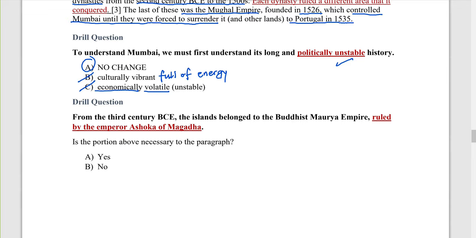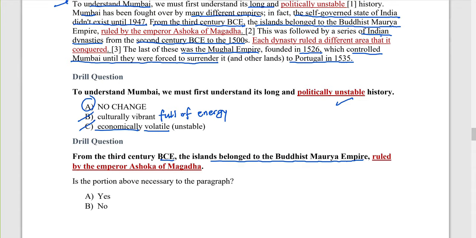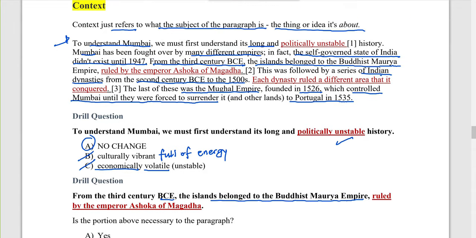Drill question two. From the 3rd century BCE, the islands belonged to the Buddhist Maurya Empire, ruled by the Emperor Ashoka of Magadha. Is the portion above necessary to the paragraph or no? Yes, I'm going to just put it here. Yes or no? B. Can you tell me why? Why this part, the island belonged to the Buddhist Maurya Empire, ruled by the Emperor Ashoka of Magadha?